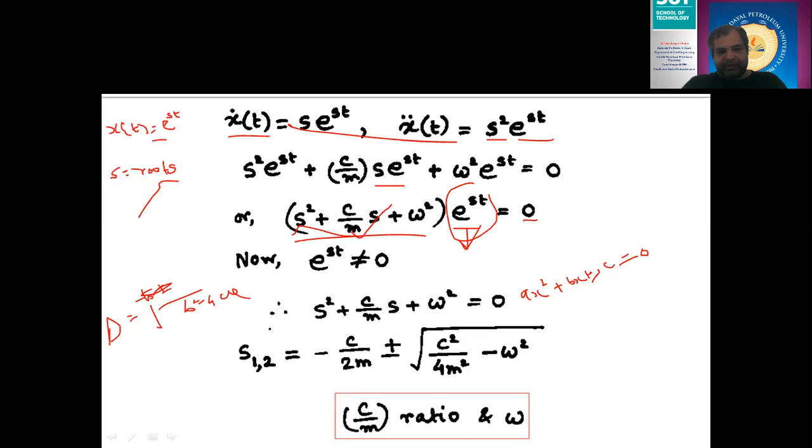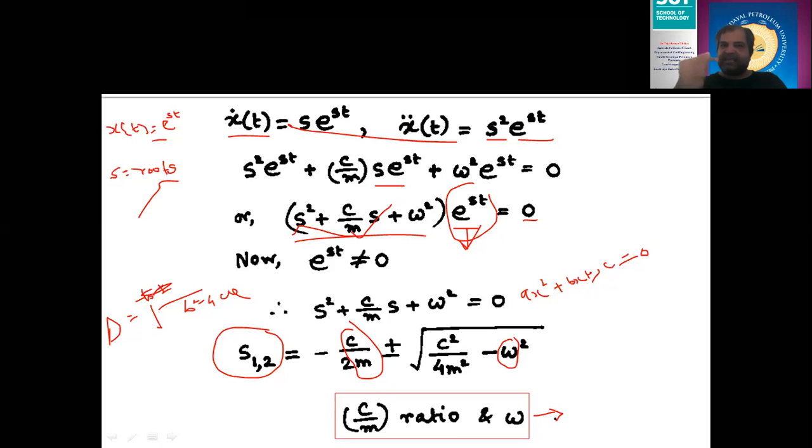So if you find these two roots, minus b plus or minus root delta upon 2a, that is the formula, then you will find the roots, one for plus and one for minus. The value will come as minus c by 2m plus or minus the square root of c square by 4m square minus omega square. So when you are doing the design, it depends upon two ratios: one is the c by m ratio and the other is omega, which is nothing but the k by m ratio. So when you are doing the design for the damped free vibration case, it depends upon two factors.